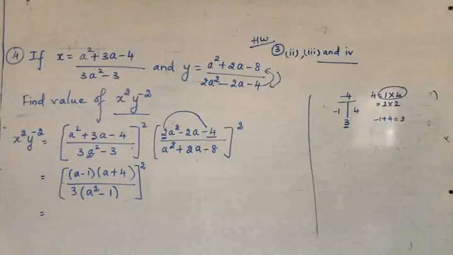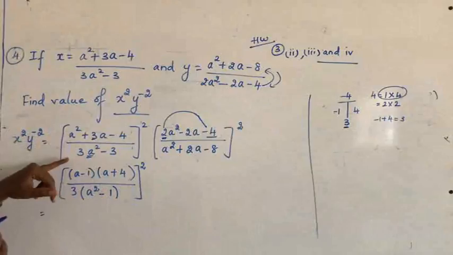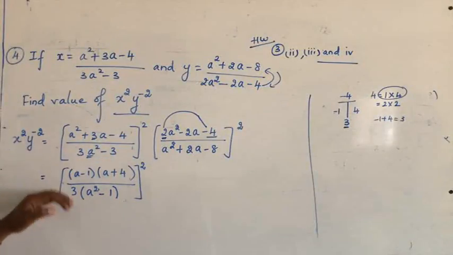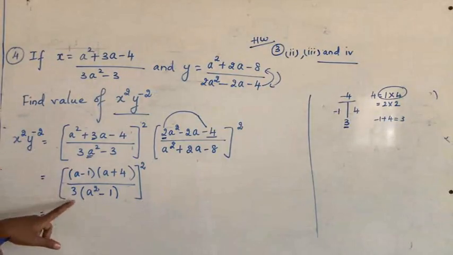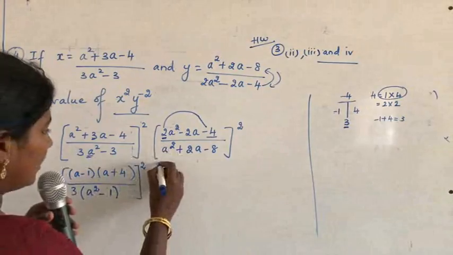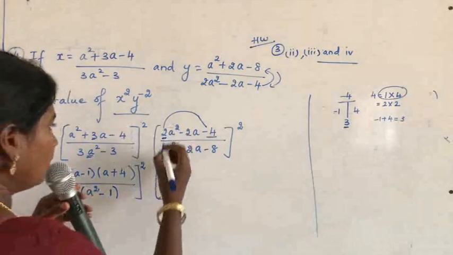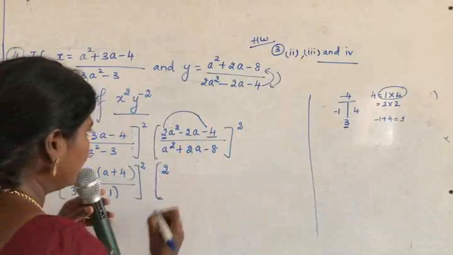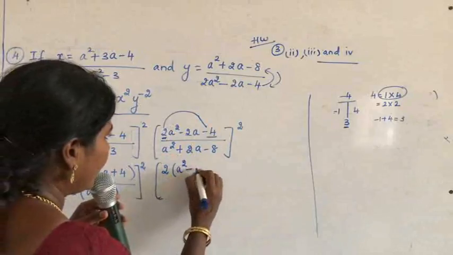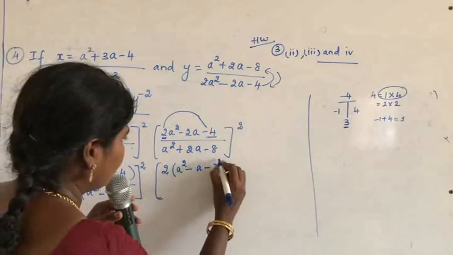So we have found the factors for the first part, that is a square plus 3a minus 4. And we have just simplified the second denominator part, that is 3a square minus 3, as 3a square minus 1. So now what can we do here? We have one more method: we can take out the common part first. What is the common part here? 2 can be taken as common. So what is left now? A square minus a minus 2.